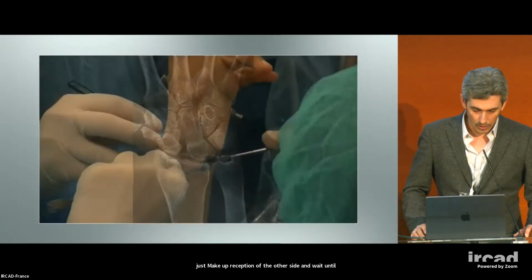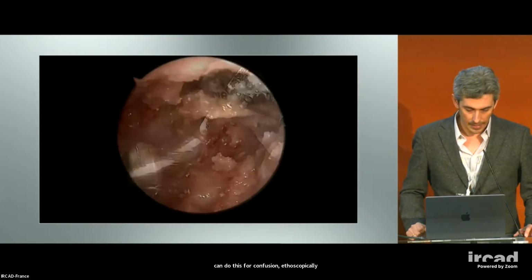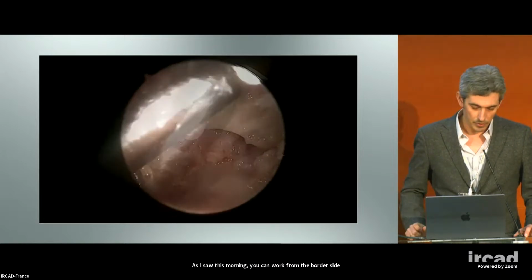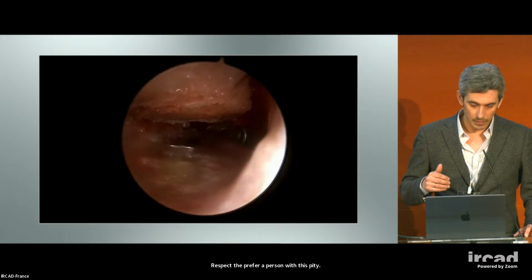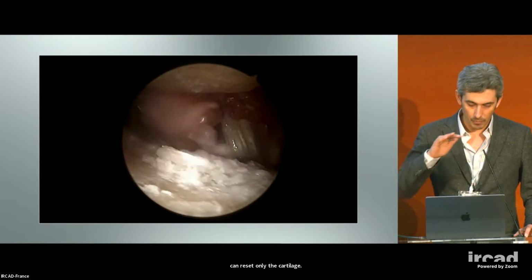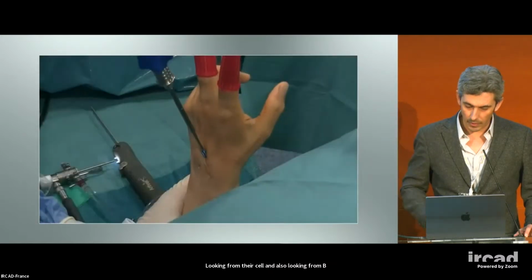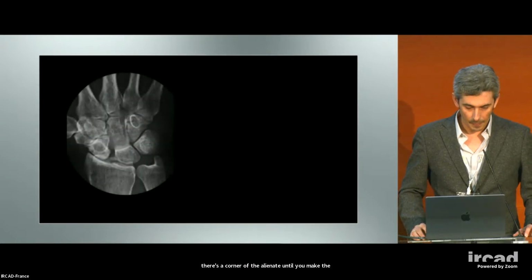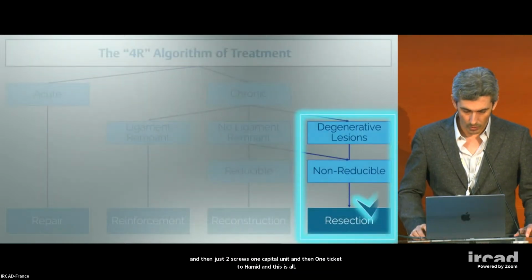And also you can do this four-corner fusion arthroscopically. As I showed this morning, you can work from the volar side. You empty the inner portion of the bone, resect the peripheral portion with this pituitary rongeur. And for me, it's useful to work also in the volar side because you can resect only the cartilage looking from dorsal and also looking from volar, then resect the dorsal horn of the lunate until you expose the bone, and then just 2 screws, 1 capitolunate and then 1 triquetrohamate, and this is all. And for me also, palliative salvage procedure works.